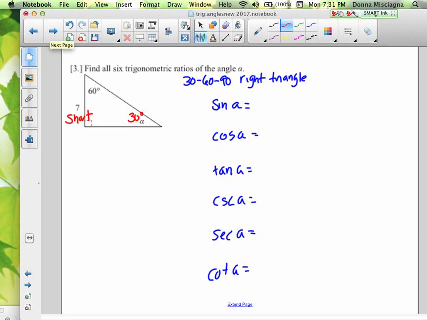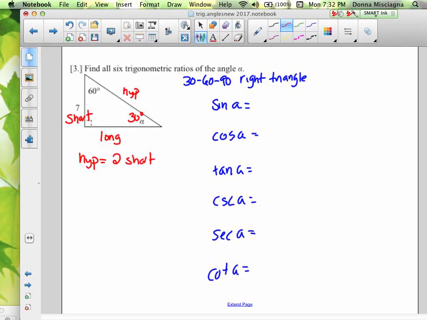All right, so opposite the smaller angle is the short side. Opposite the 60-degree angle is the long leg. And of course, the hypotenuse is opposite the right angle, right? So what we know is the short leg, right? So now the short leg is equal to, actually that's, sorry, no, the short leg. The hypotenuse is equal to the short leg times 2.